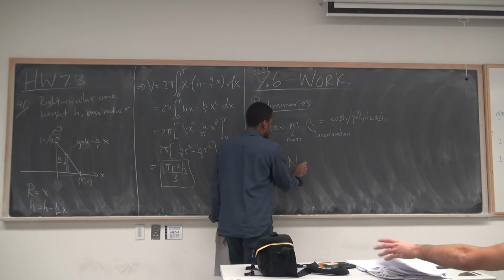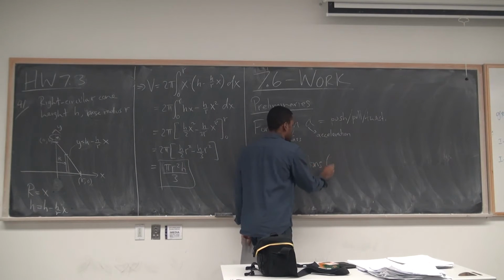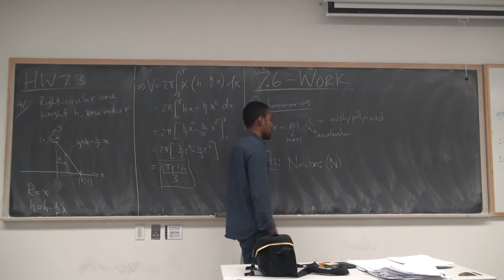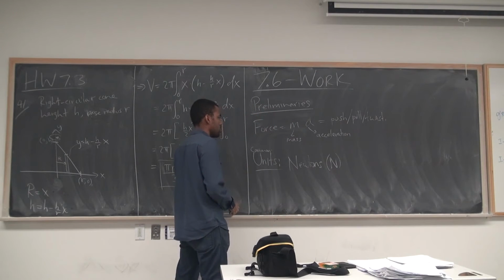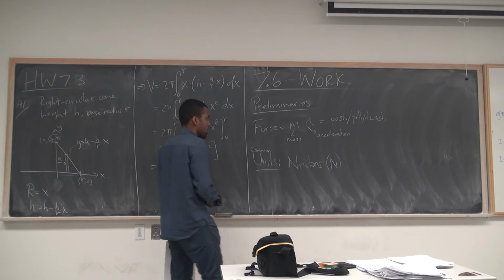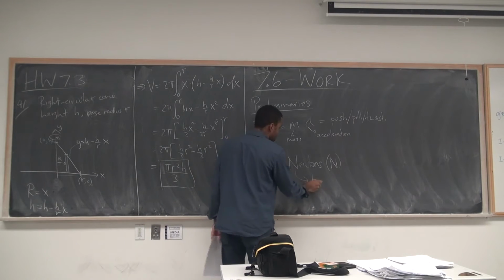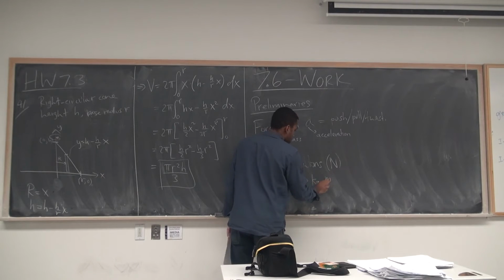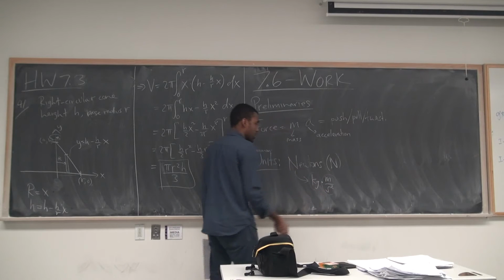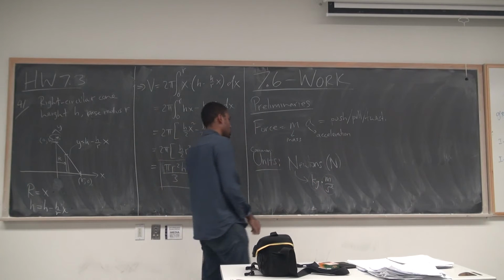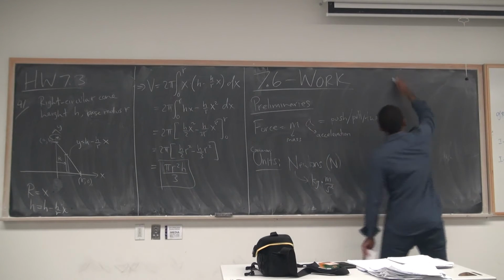Newtons, which is abbreviated N. Is that a unit of force? That's a unit of work. No, yes, that's a unit of force, right? Because a Newton is what? A kilogram meter per second squared, right? Which is mass times acceleration. Kilogram is the unit of mass, right? So that's a unit of force.